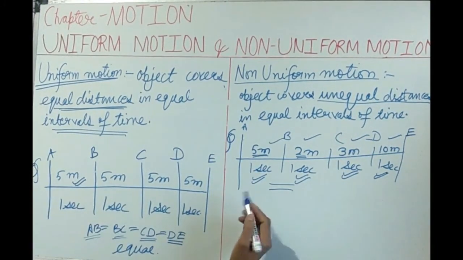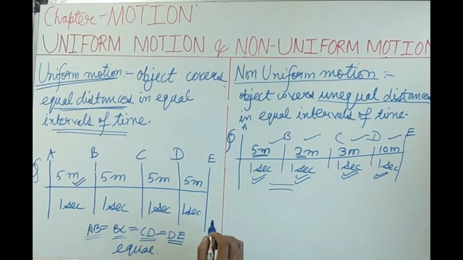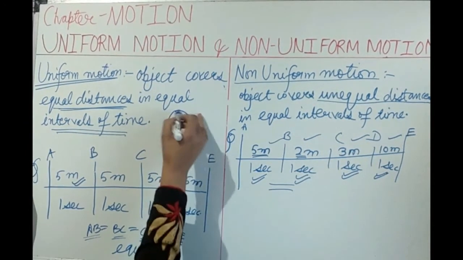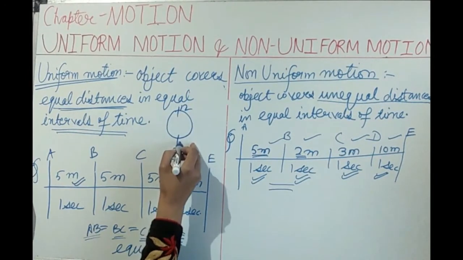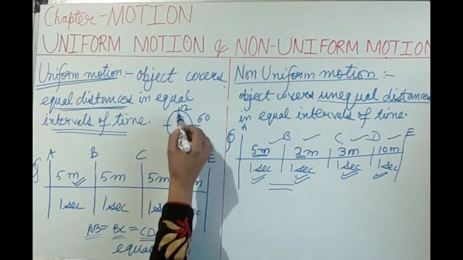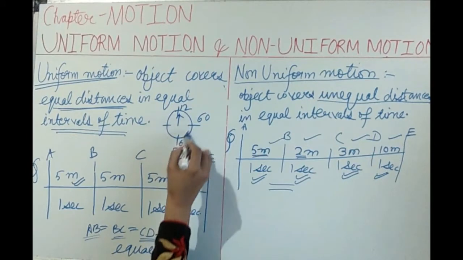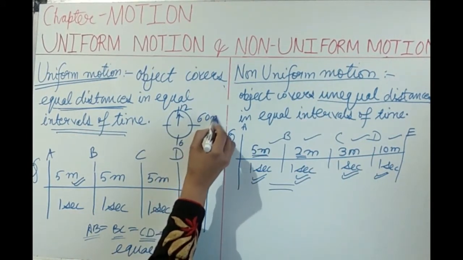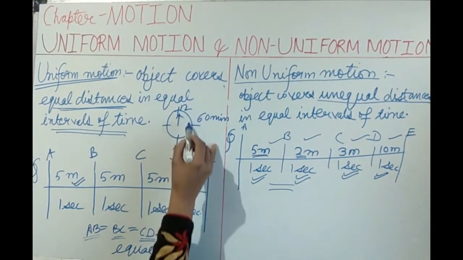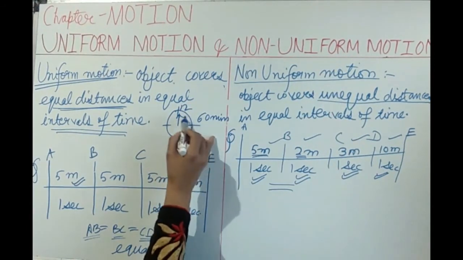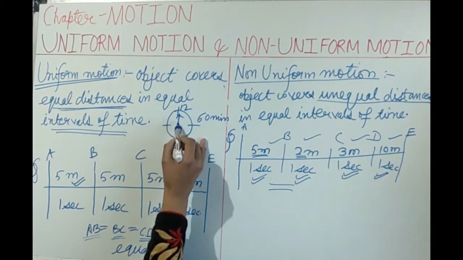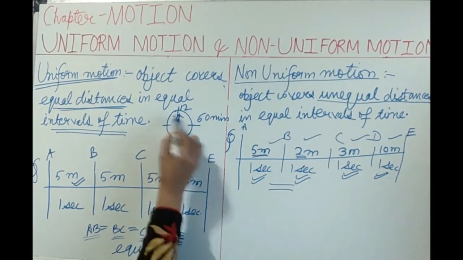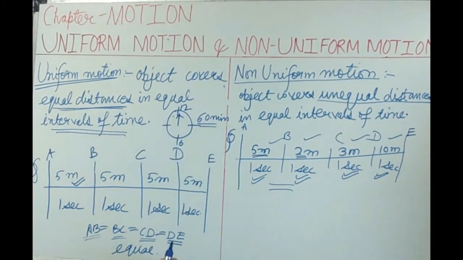Now, can you take some examples from daily life of uniform and non-uniform motion? Have you seen some examples? Have you experienced some examples? Okay, you have seen a clock. You have seen how the minute hand moves. The minute hand covers one complete round in 60 minutes. In the next 60 minutes, it will again cover one complete round. So it is covering the same distance in equal intervals of time.